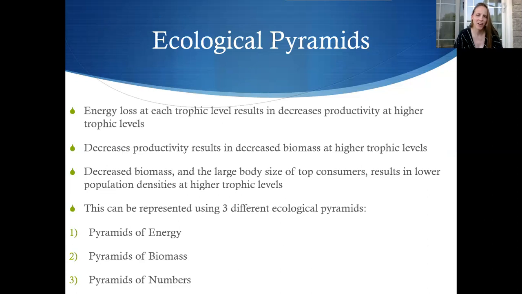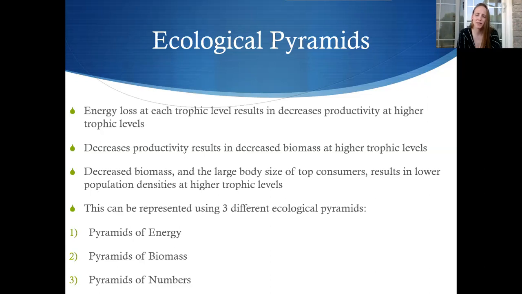Energy loss at each trophic level results in decreased productivity at higher trophic levels. Productivity is the ability to do work, and if a trophic level has less energy, it has less ability to do work. Those decreases in productivity also tend to result in a decrease in biomass at higher trophic levels. So decreased biomass, along with the larger body size of higher consumers or top predators, tends to result in lower population densities at higher trophic levels. Essentially, a large population of rabbits can't support that many predators like wolves. So you wouldn't have the same number of wolves as you would of rabbits in an ecosystem.